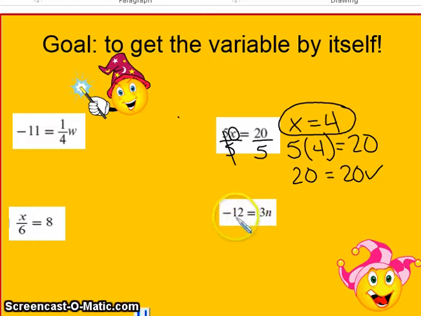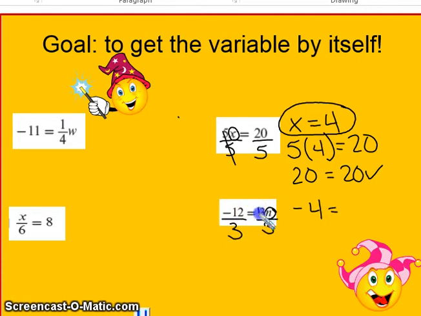Down here I have negative 12 equals 3 times n. Now I want to figure out what number I could plug in for n that would make this a true statement. So I want to get n by itself. Since I'm multiplying 3 times n, to get rid of the 3 and leave the n by itself, I'm going to divide. And I have to divide by 3, the number I'm trying to get rid of. Now if I do that to the right side of the equation, I also have to do it on the other side of the equal sign. So I have to divide by 3 here also. When I simplify, negative 12 divided by 3 is negative 4.